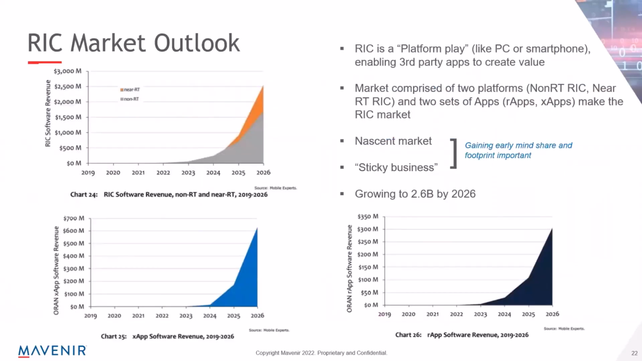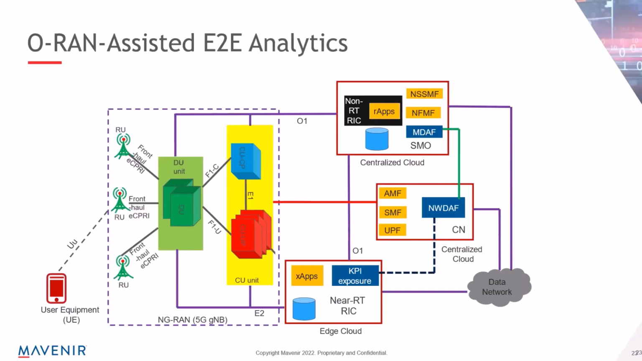And when it comes to the market, this is another analysis from Mobile Experts. We are seeing growth so that by 2026 it will be a market of more than $2 billion, especially the RIC software revenue as well as the xApp and rApp software revenue. That would tap a huge market and huge business, and open up lots of opportunities to third parties. Probably this would be my last slide before the Q&A.